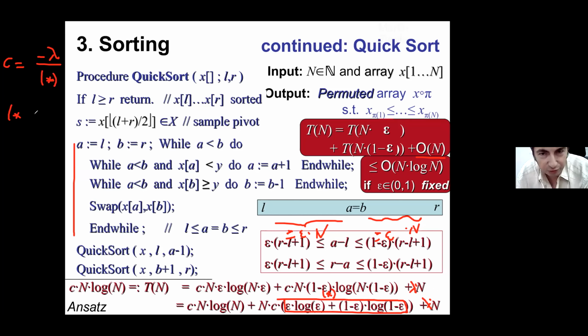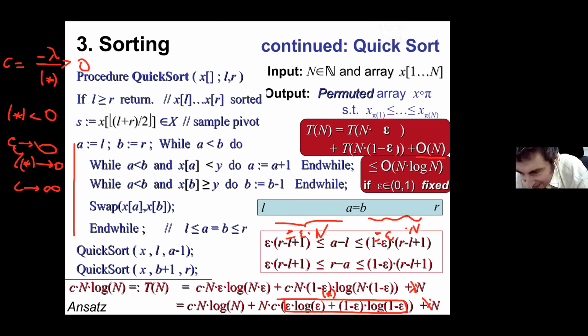And you observe two things. We observe that star is negative, so this means C is then, of course, positive. And we observe that when epsilon goes to 0, then the star also goes to 0, which means that the constant C goes to infinity. So this is epsilon here. Drawing with a mouse is not the best. So when epsilon goes to 0, this expression also goes to 0 and C goes to infinity, which is the convergence to the worst case.